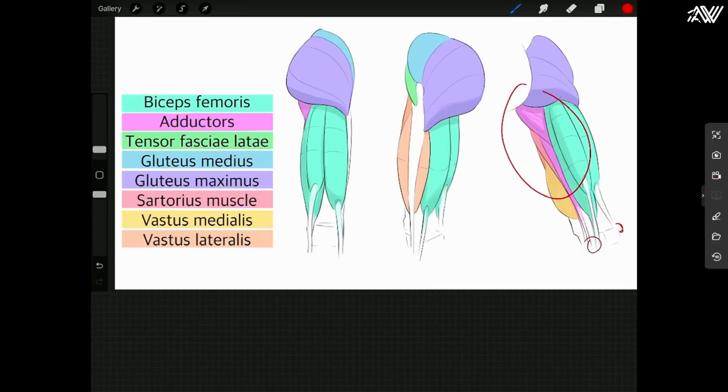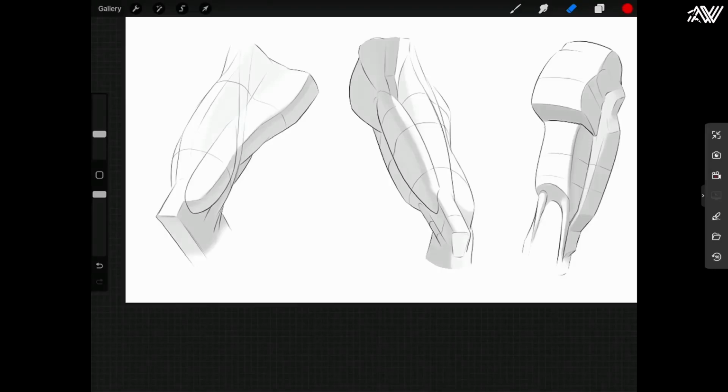Then lastly, if we look at the inside of the leg, what we can see are these adductor muscles. The sartorius muscle will peek its head a little bit, but primarily the vastus medialis, the inside of the quadricep muscle, will dictate a large portion of the inside of the leg when we look at it from the inside. So that's something to keep in mind when you're drawing a character and showing the inside of the leg. Primarily, these are the muscles that you will see. Or when you're doing live drawing, same thing.